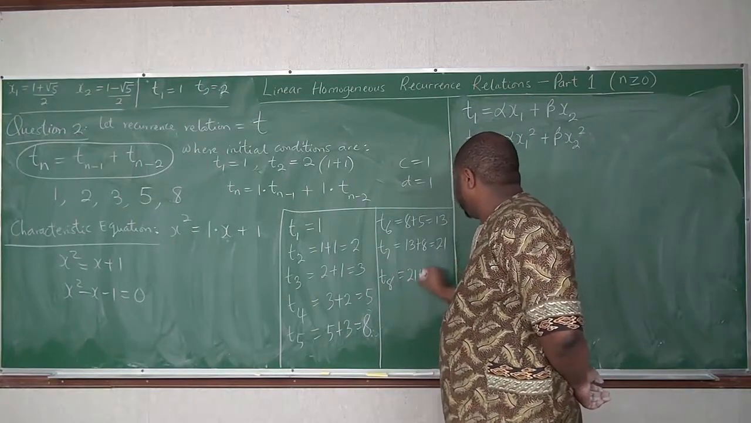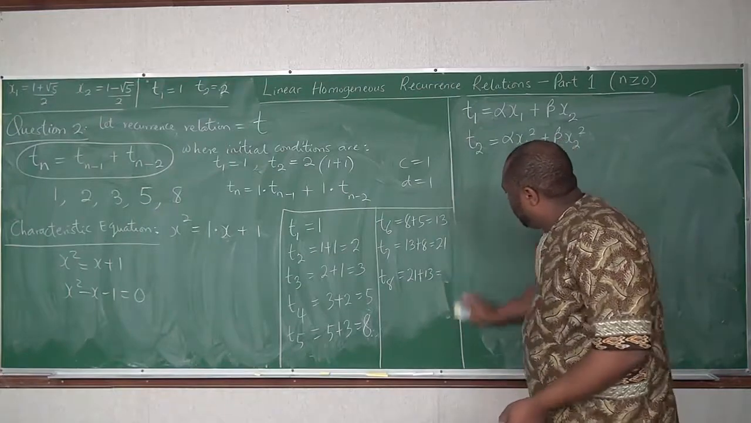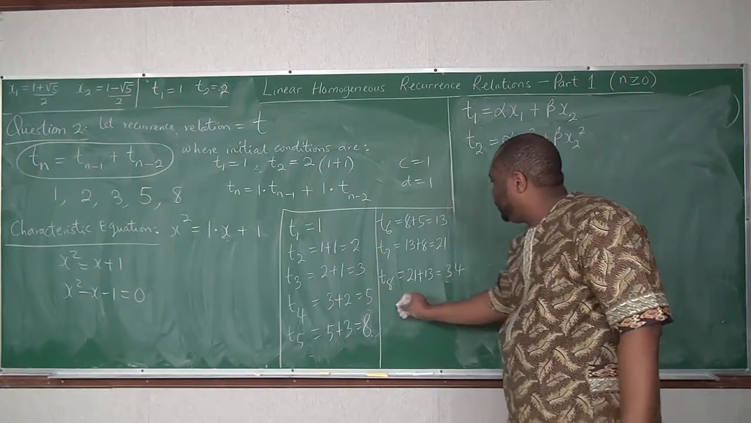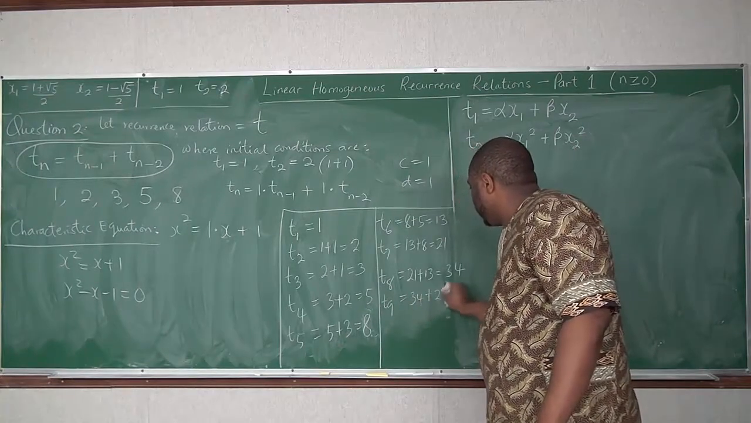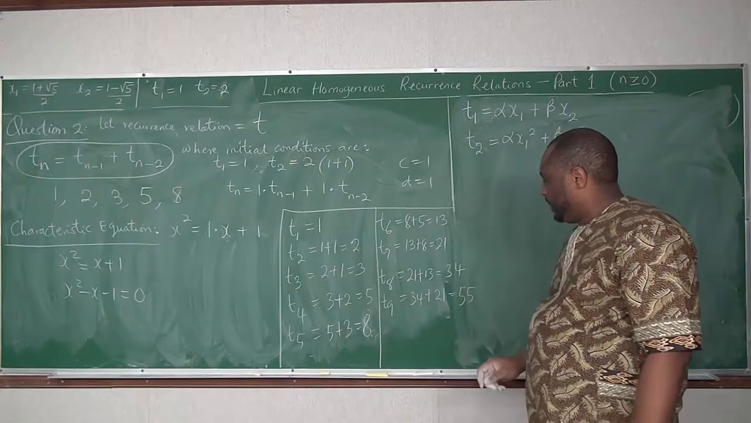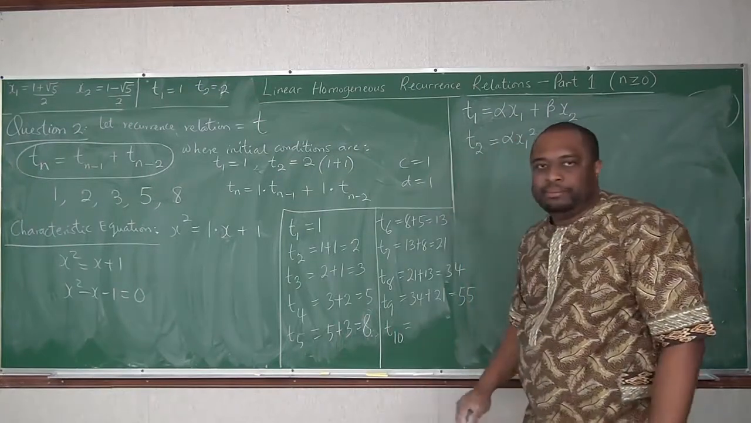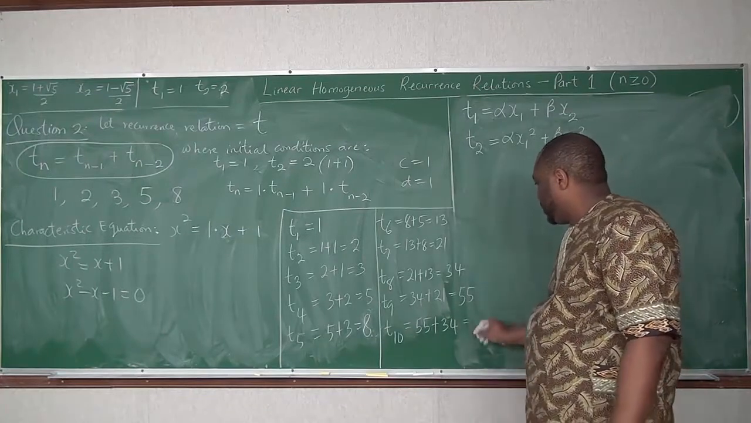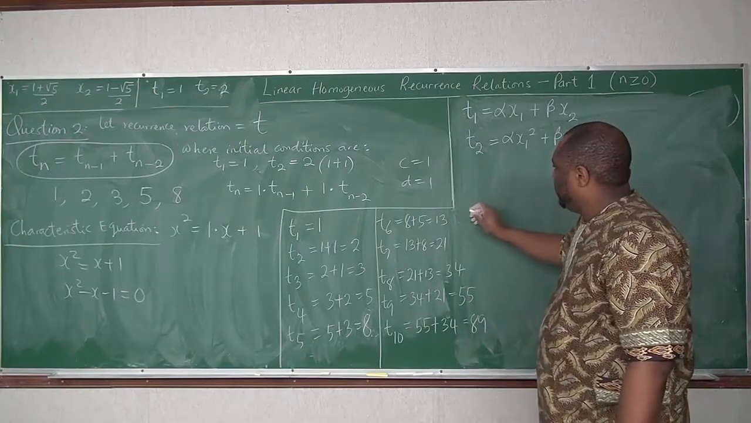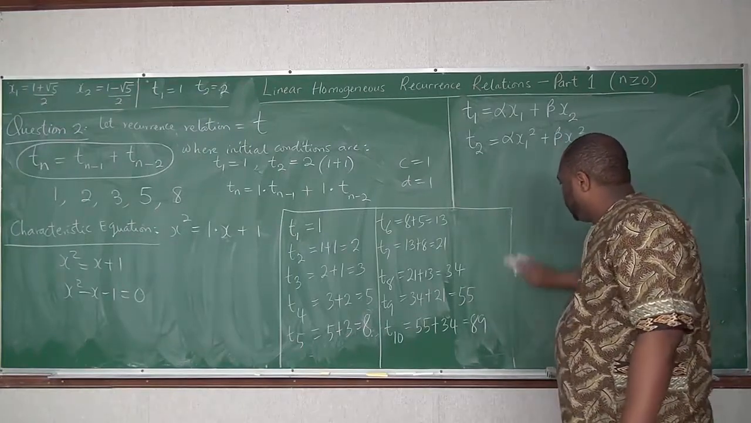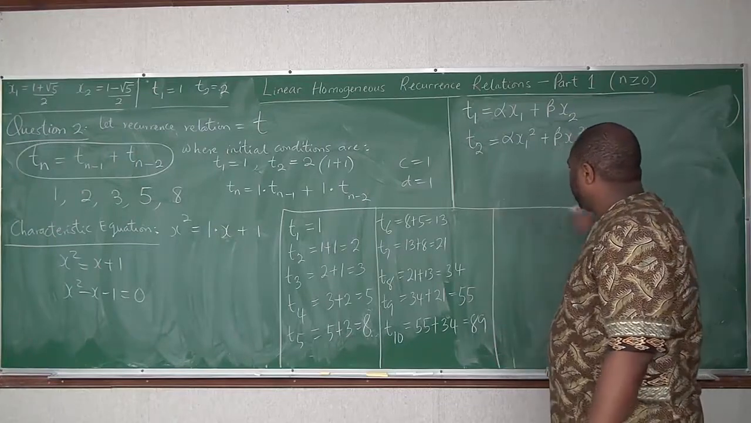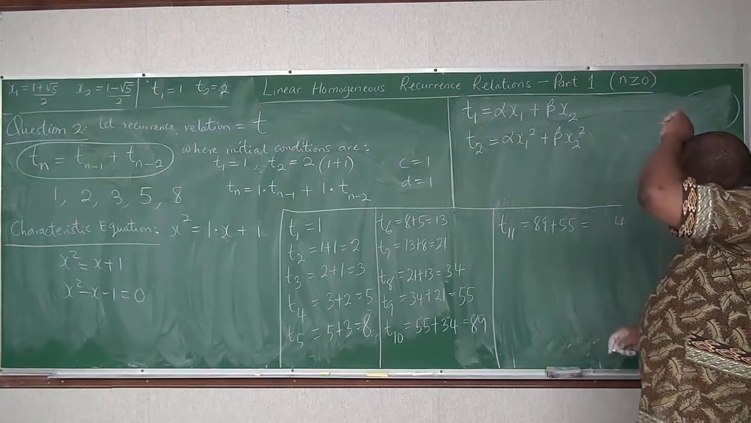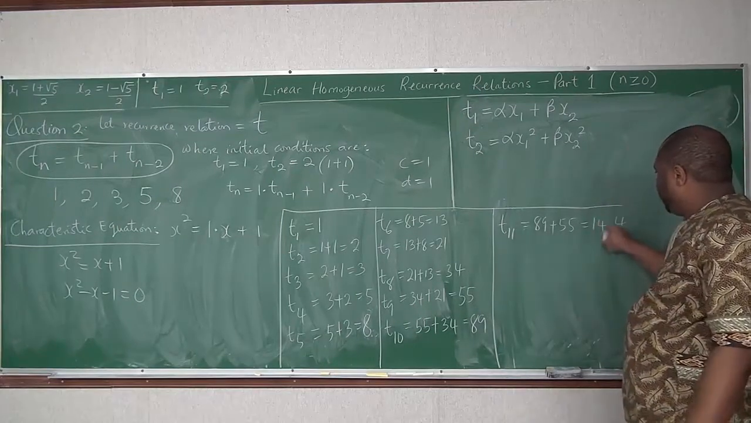T8 is 21 plus 13, which is 34. T9 is 34 plus 21, which is 55. T10, the 10th term, is 55 plus 34, which is 89. T11 is 89 plus 55, which is 144.